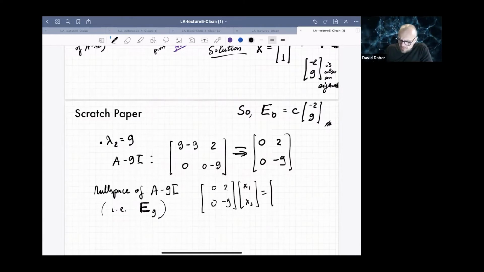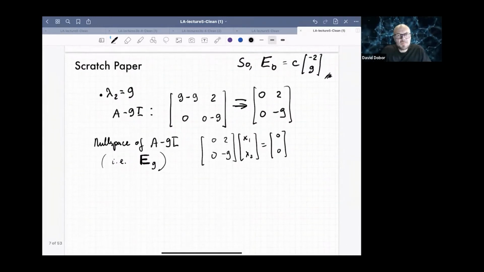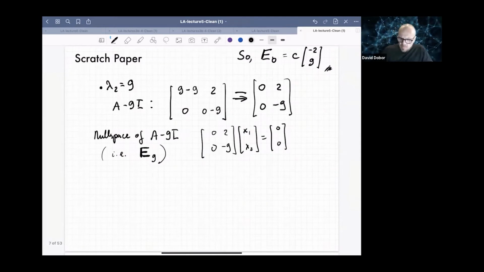I do say system, but how many equations do I really have? Isn't one a multiple of the other? If you do Gaussian elimination, you can make a 0 right here. If you add this row to 2/9 of this row, you'll get a 0 here. So I really have one equation, 0, 2, 0, 0 times x equals the 0 vector.